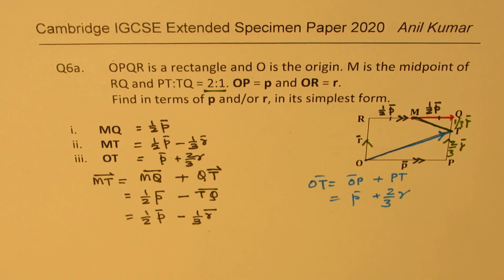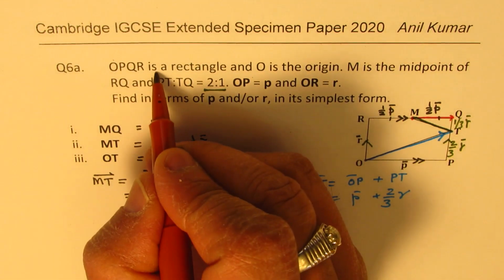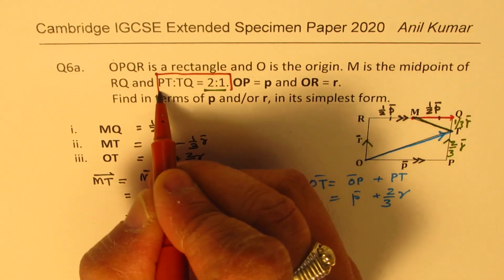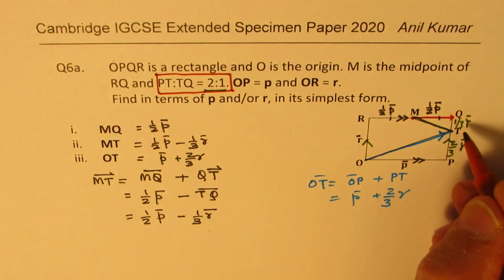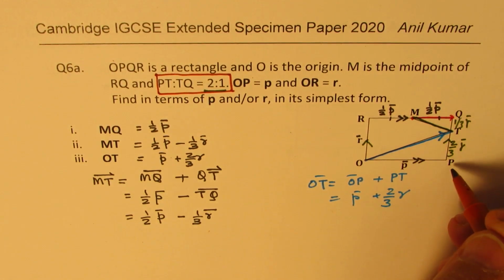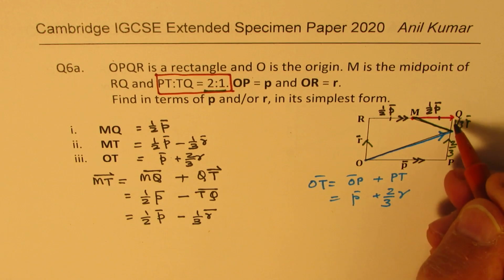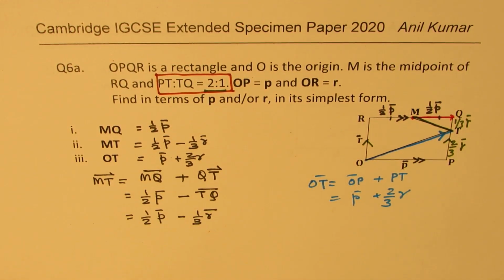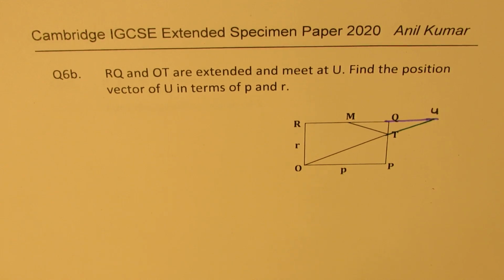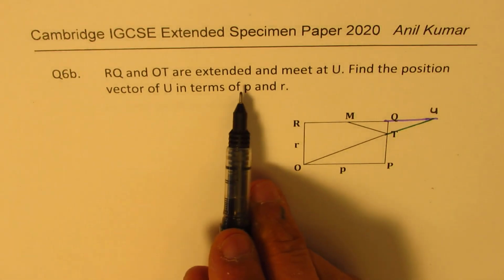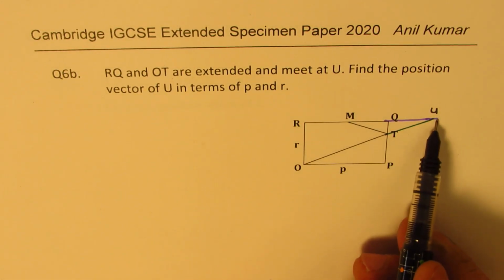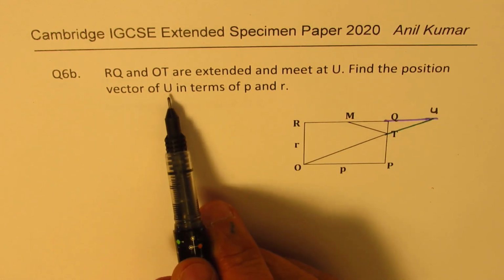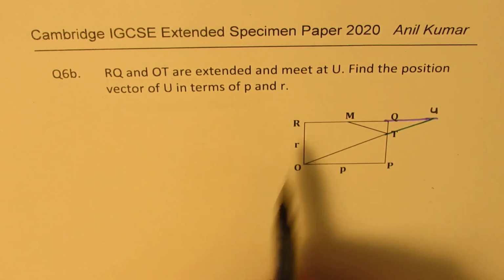So how do you write a ratio in terms of the vectors? That ratio means the total is 3, right? So if I divide this into 3 equal parts, PT is 2/3 and TQ is 1/3. So that helps to answer this, correct? Question 6b. RQ and OT are extended and meet at U. Find the position vector U in terms of p and r.